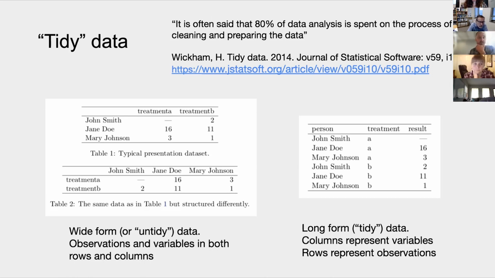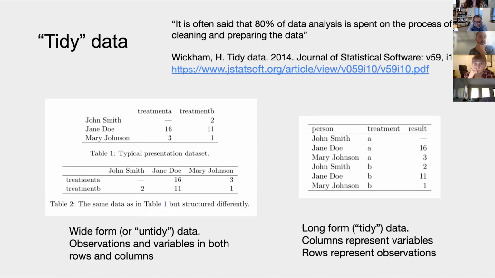And so this tidy data concept is that data can be arranged in different ways in your tables. And so in what's called wide form or untidy data, you may have observations and variables in both the rows and the columns. So this is a wide form, two wide form tables, and that data can be presented in two ways.